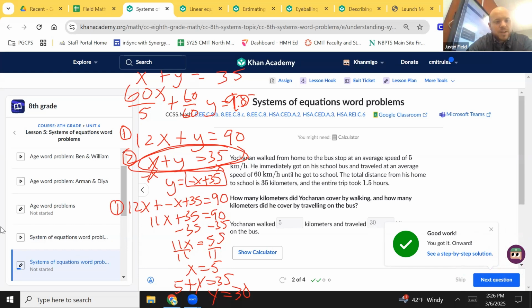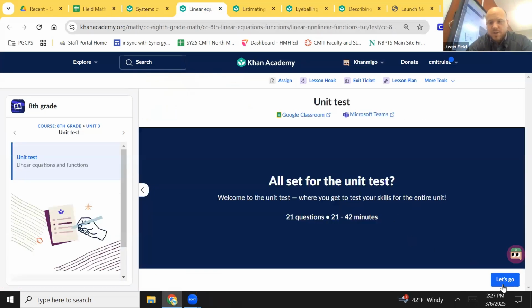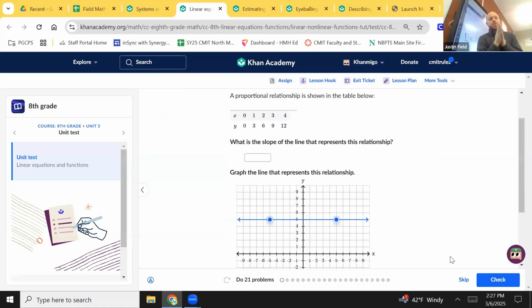Okay. So ask any questions about that you want in class. We'll even do the success criteria in class because we're going to take just a few minutes and go through the functions unit test. What is the slope of the line that represents this relationship?